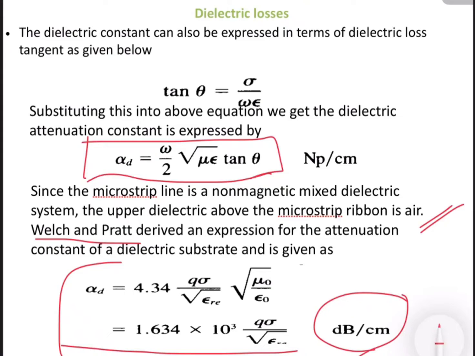So you can see here, until this point it was expressed in nepers per meter, but here we are expressing the loss as dB per centimeter. So alpha d is the dielectric attenuation constant, and it is expressed as 1.634 into 10 to the power minus 3 into q sigma divided by root of epsilon re decibel per centimeter.